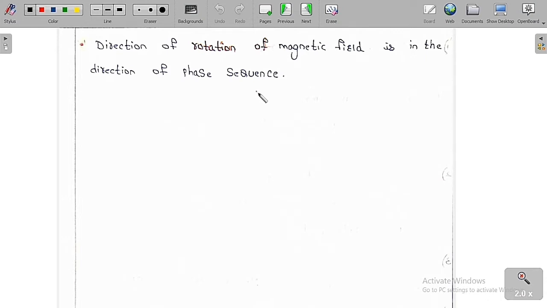The direction of rotation of the magnetic field is in the direction of the phase sequence. So whatever the phase sequence, we can simply say that is the direction of the rotating magnetic field. See, phase sequence means what? The signal which initially reaches zero earlier comes first. The first zero coming is first, the second zero is second, the third zero is third.